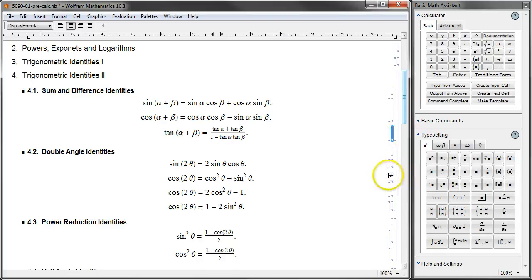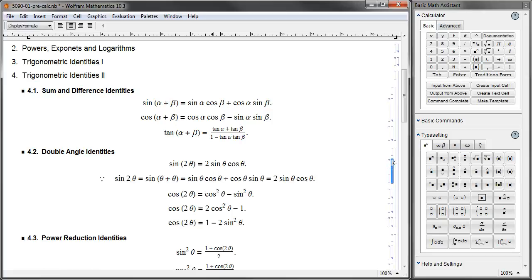How about the double angle identities? Well, very, very simple. Just plug in alpha and beta equal to theta into this sum identity of sine over here, and this is the computation I'm going to get. Sine of 2 theta is 2 sine of theta times cosine of theta.